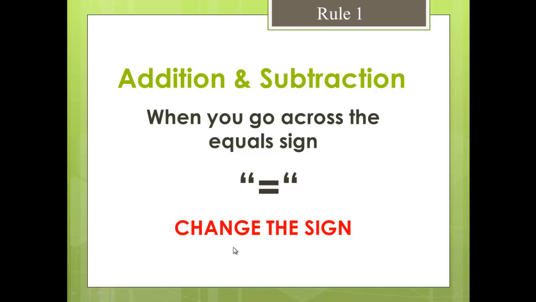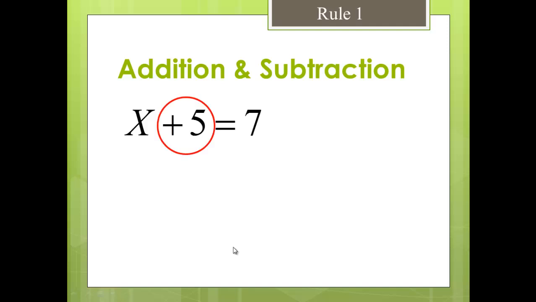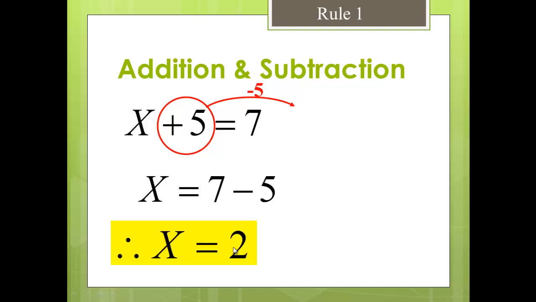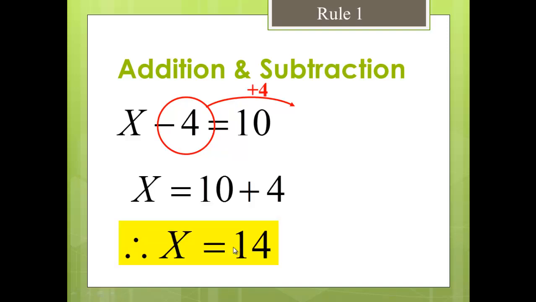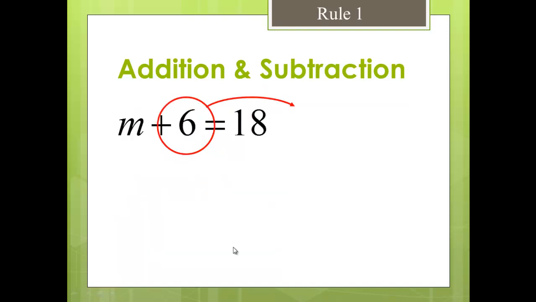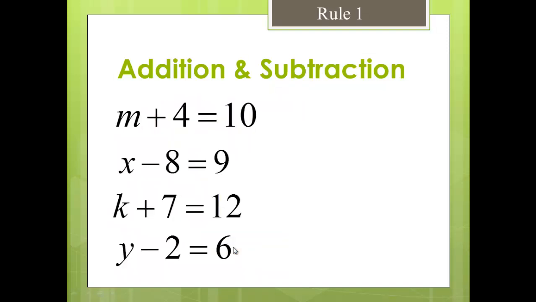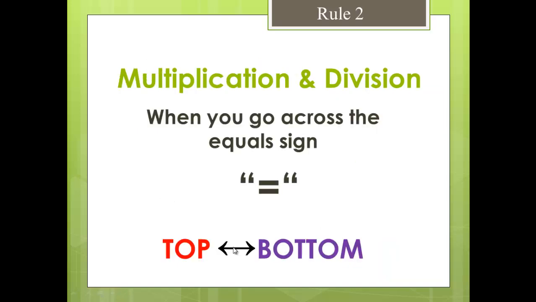So when you go across the equal sign, what you simply have to do is change the sign. So here's an example. You're going through there. Changing the sign means I have to make that a -5. So that becomes 7 take 5, x equals 2. Changing that, because that's a -4, that becomes +4, so therefore becomes 14. Negative 6 becomes, take 6, 12. And then there's a couple for them to have a go at doing. Alright, so you flick through there.